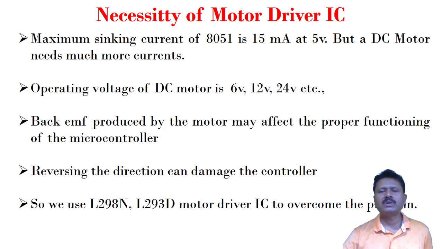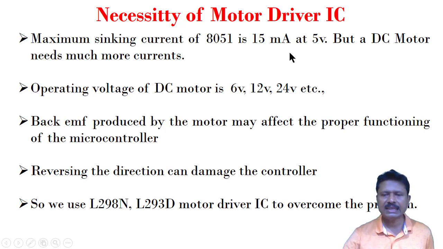Again, the operating voltage of a DC motor is normally above 5 volts. It might be 6, 12, or 14 volts. That voltage cannot be provided by the microcontroller. Another thing is that when the DC motor rotates, it produces some back EMF. That back EMF might damage the microcontroller. So the DC motor cannot be directly connected with the microcontroller.